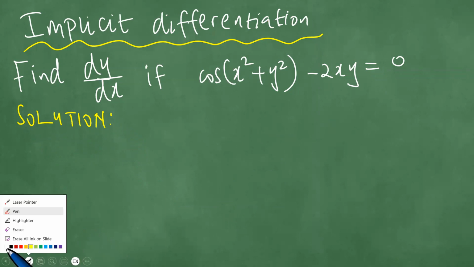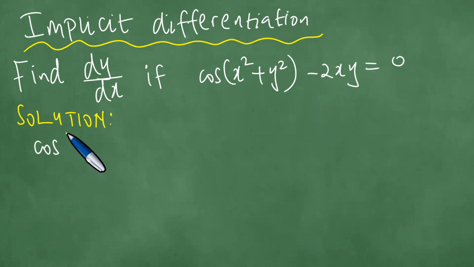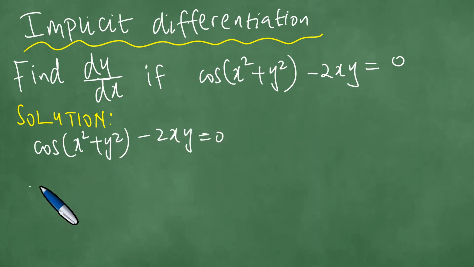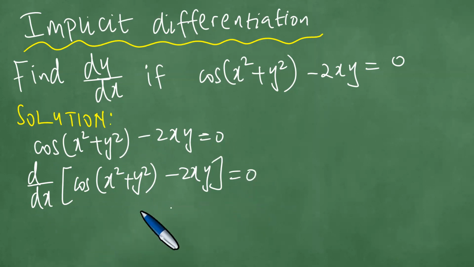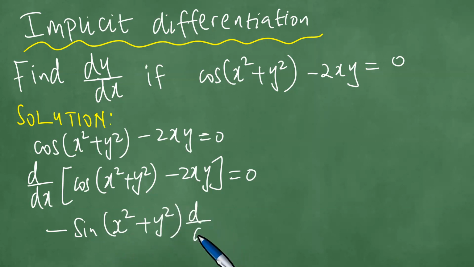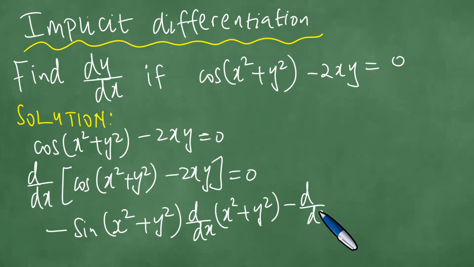First things first, we write down the question: cosine of x squared plus y squared minus 2xy equals 0. What is the derivative of this? First, we find the derivative of cosine. The derivative of cosine is minus sine. By the chain rule, we multiply by the derivative of the argument, the inside of the function, minus the derivative of 2xy equals 0.